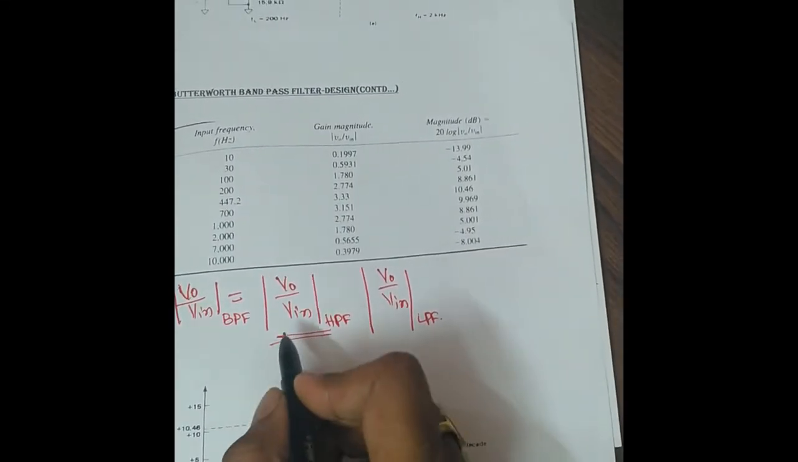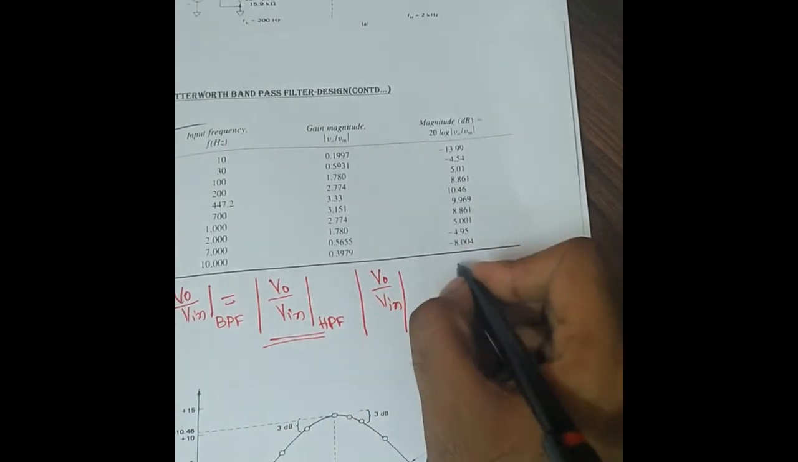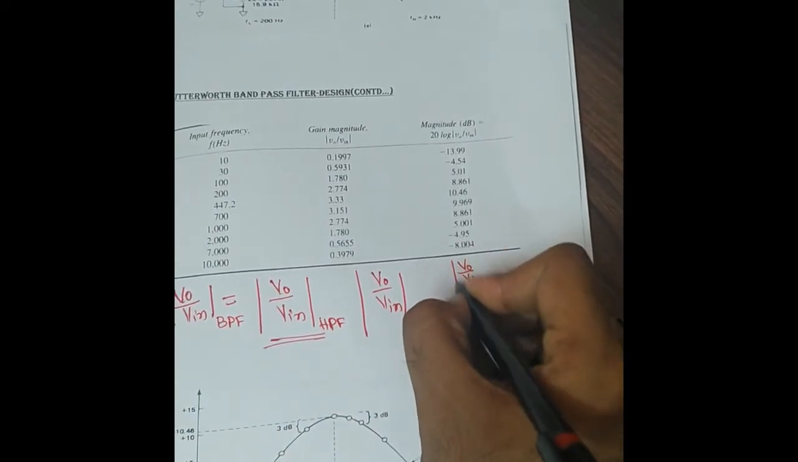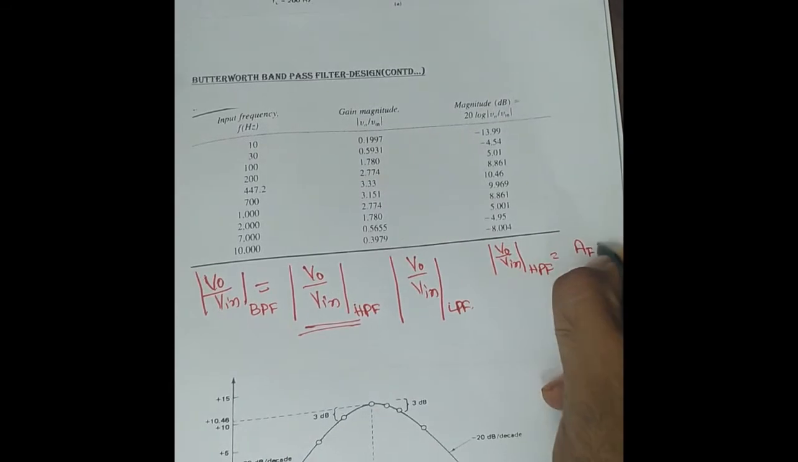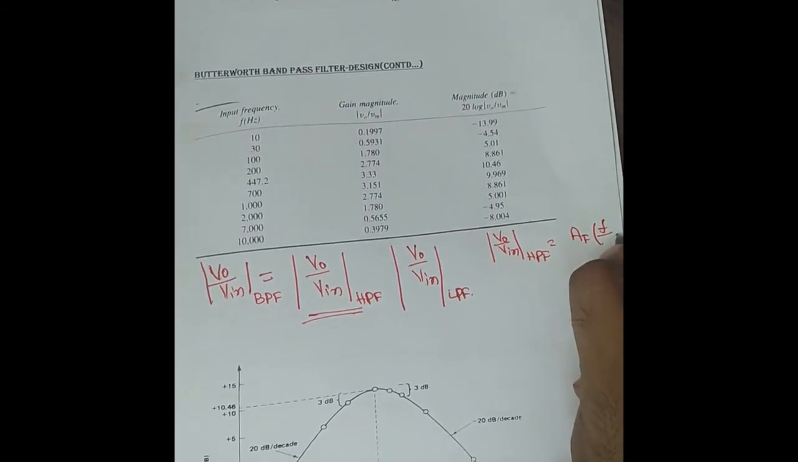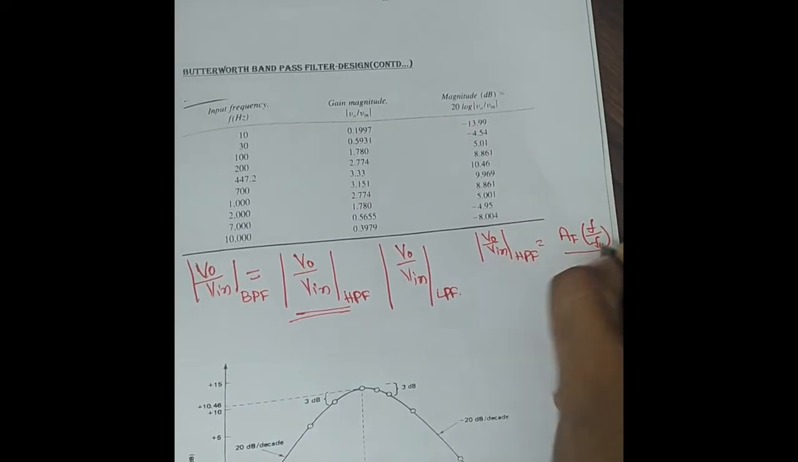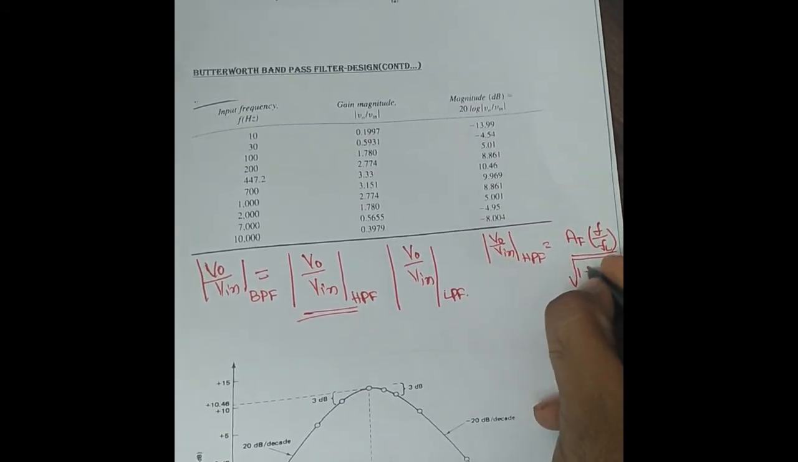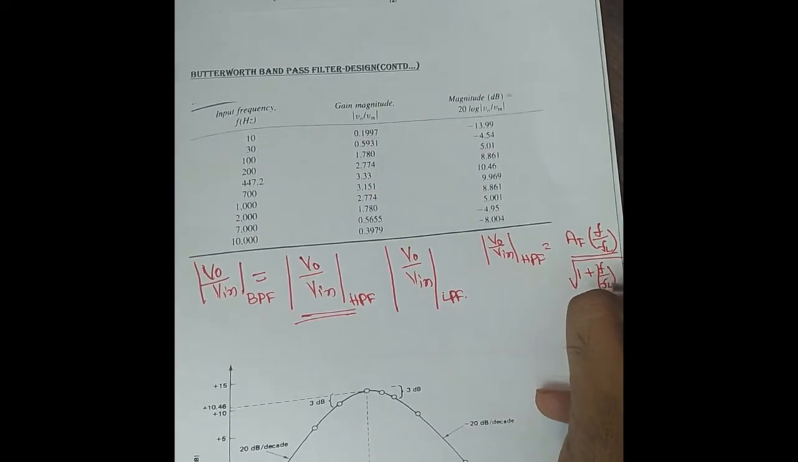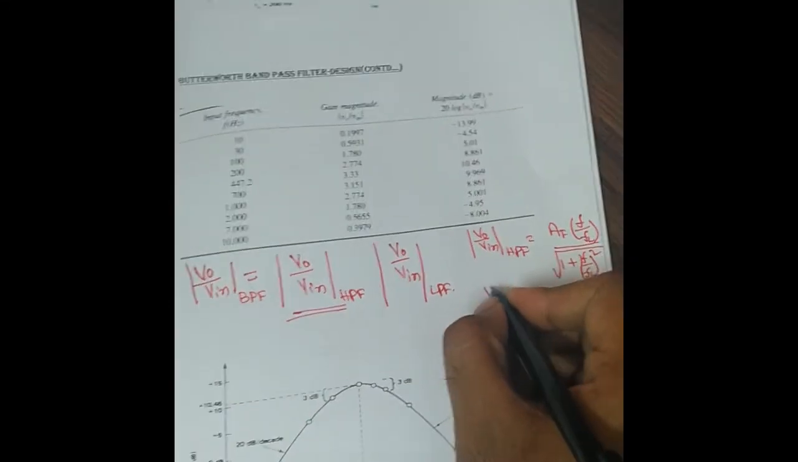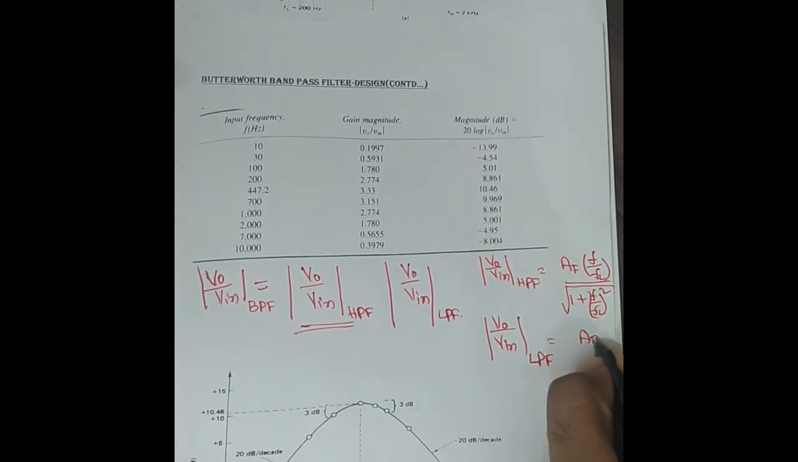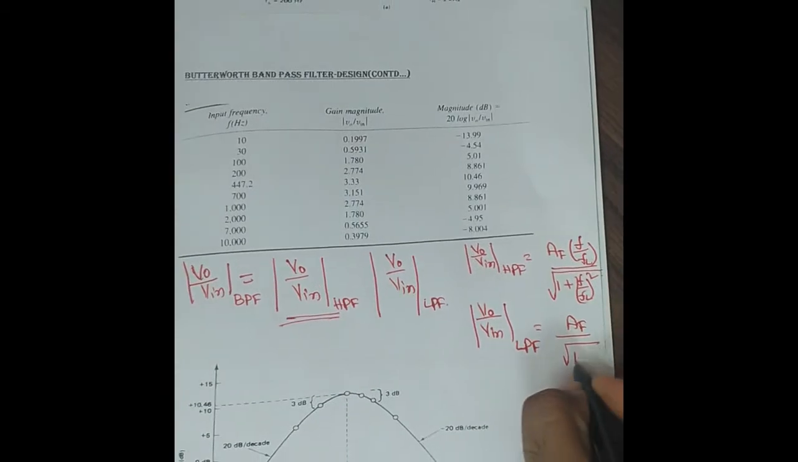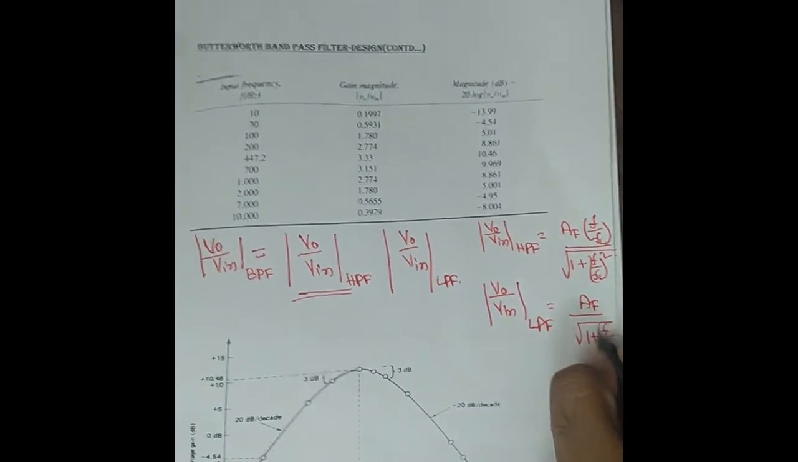We know the gain magnitude for the high pass filter section, that is V0 divided by Vin for the high pass filter section, is equal to AF into (F divided by FL) whole divided by square root of 1 plus (F by FL) whole square. And in case of the low pass filter, V0 by Vin for the low pass filter is equal to AF divided by square root of 1 plus (F by FH) whole square.